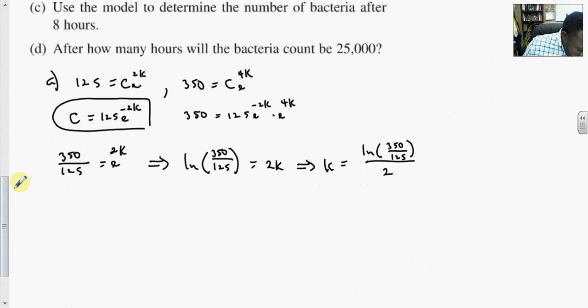So now on your calculator, you can figure that out, that this is somewhere around 0.5148. 0.5148. Good.